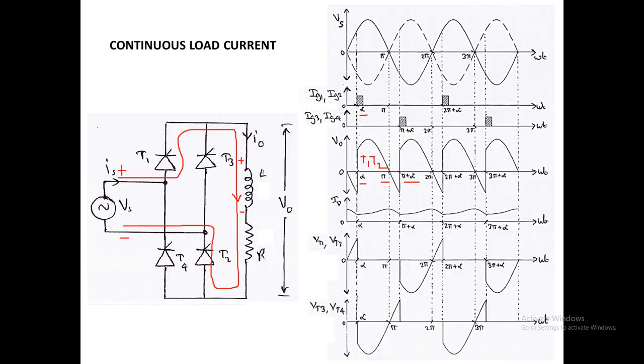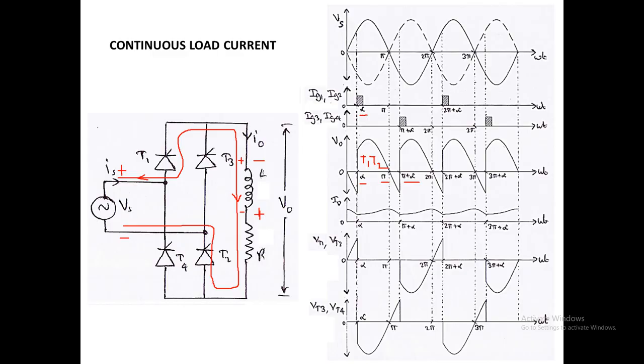At the instant of pi, the inductance polarity will get reversed, that is minus at the upper end and plus at the lower end. Due to this minus and plus, the already conducting thyristors, T2 and T1, will continue conducting. The current will flow through this and it will flow towards the source. So during the freewheeling operation, the current will flow towards the source.